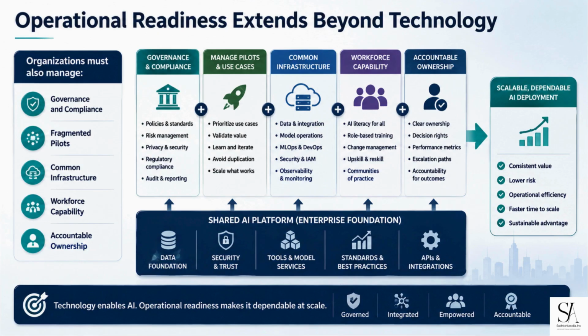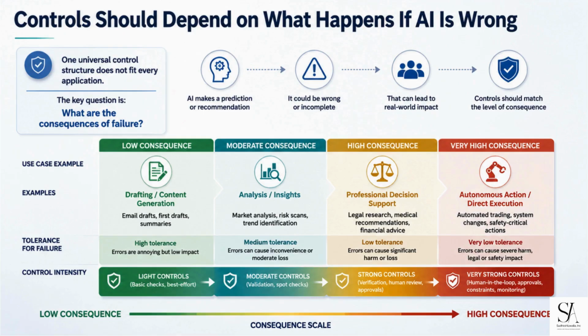Consider someone using generative AI to develop alternative titles for a presentation. The AI may generate 20 suggestions, many of which may be unsuitable. This creates little operational risk because the user simply chooses the useful alternatives and ignores the rest.